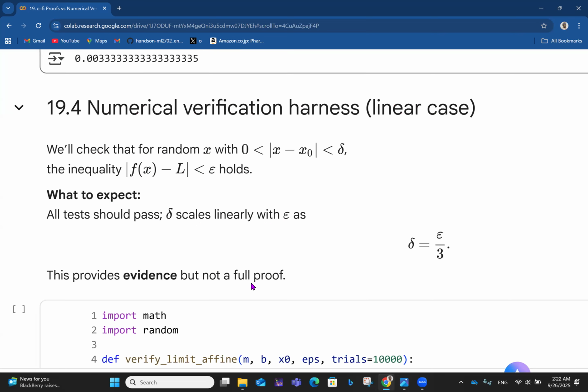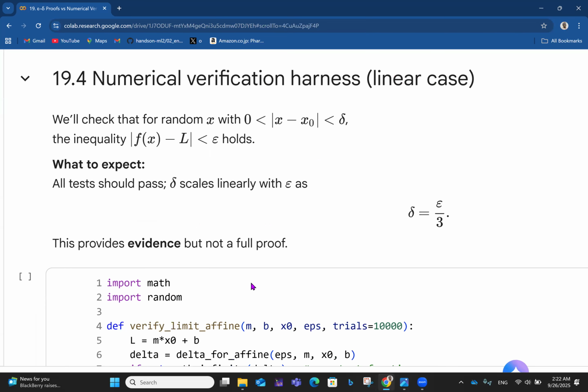Now let's talk about the numerical verification harness for the linear case. We'll check that for random x with 0 less than absolute value of x minus x naught less than delta, the inequality absolute value of f of x minus L is less than epsilon holds. And what do we expect here? All tests should pass, and delta scales linearly with epsilon as delta is epsilon over 3.